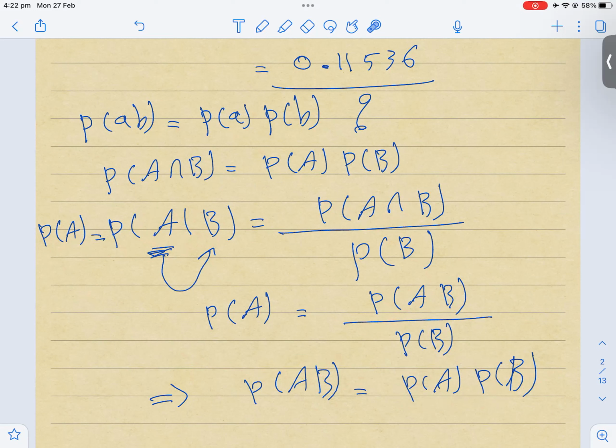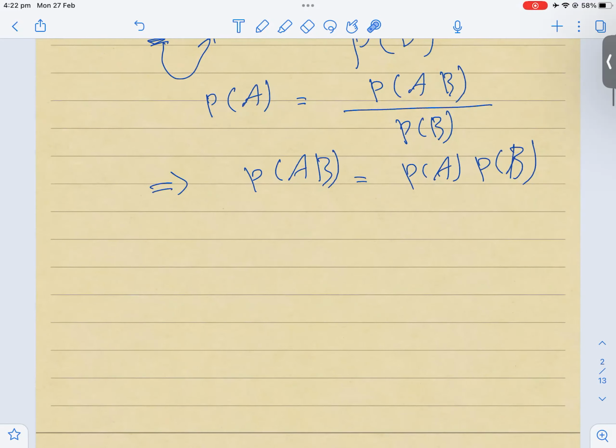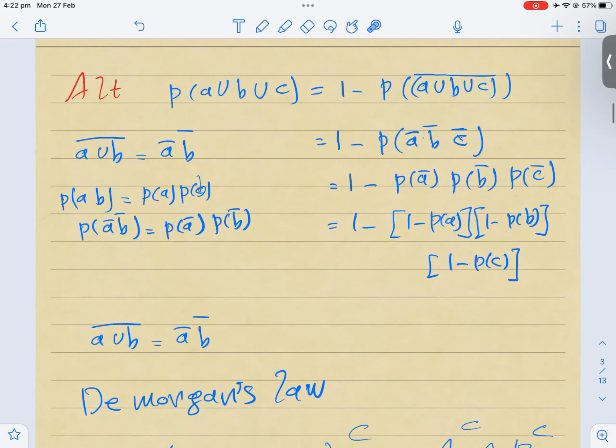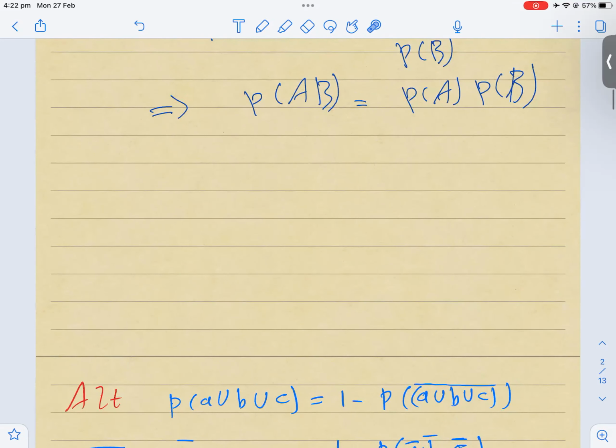Any question up to now? Okay, so let's analyze the alternative way to obtain this. All right, the alternative way comes from this law.